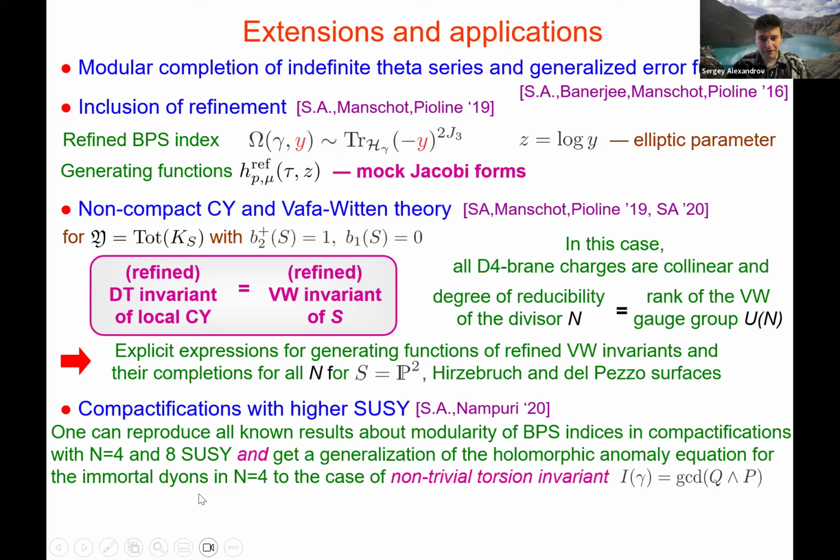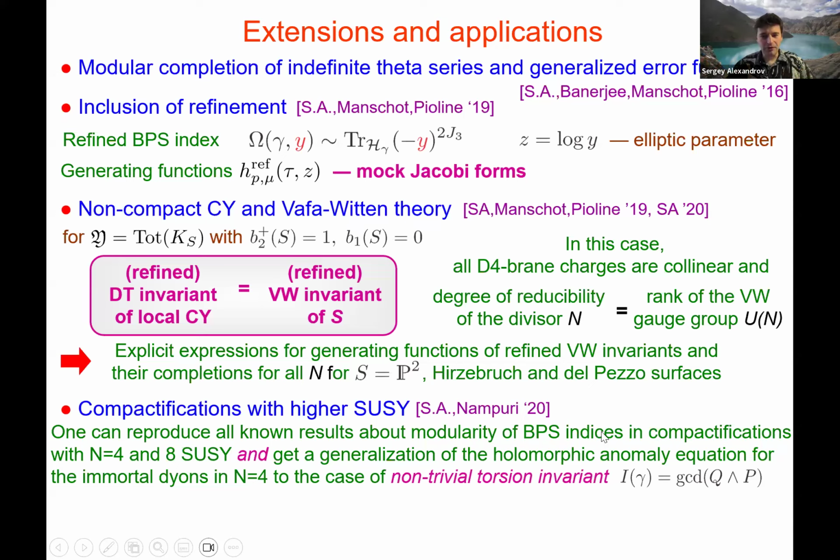And we even used this fact to generalize the famous holomorphic anomaly equation, which was derived by Vafa, Moore, and Zagier for the case of Vafa-Witten invariants in N=4 compactifications. We generalized it to the case of non-trivial torsion invariants.